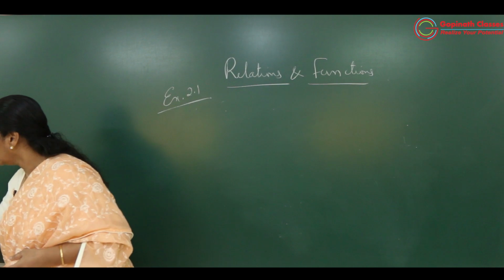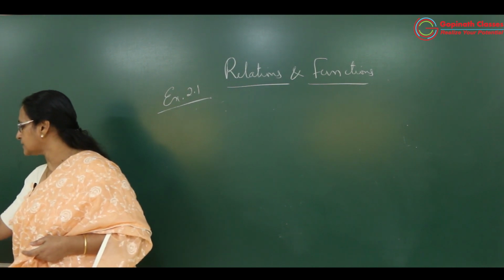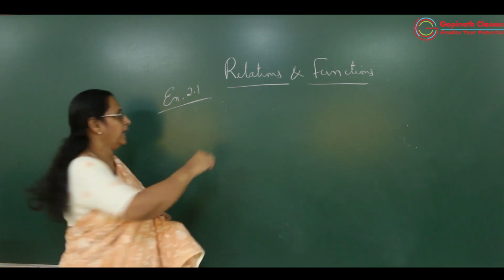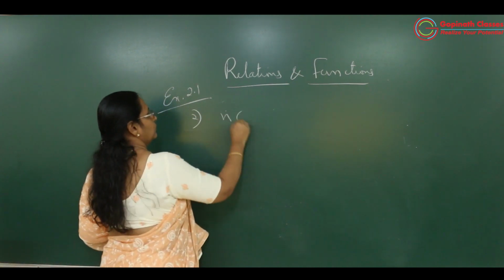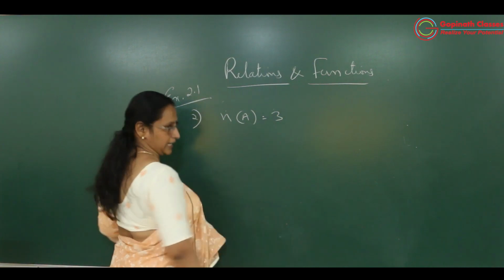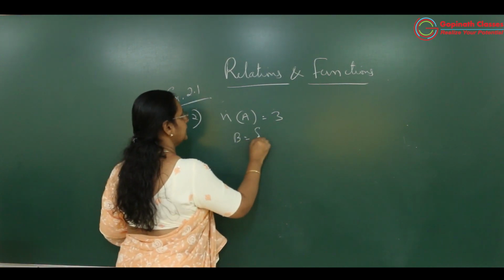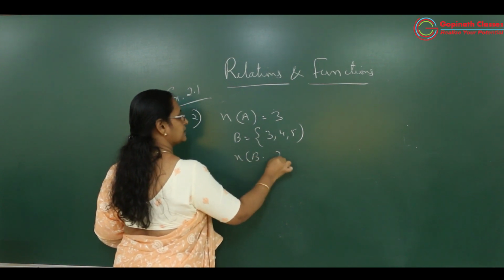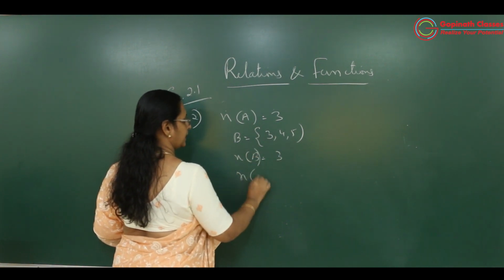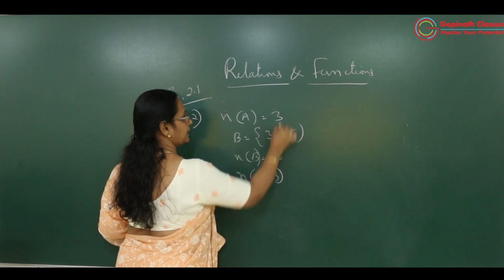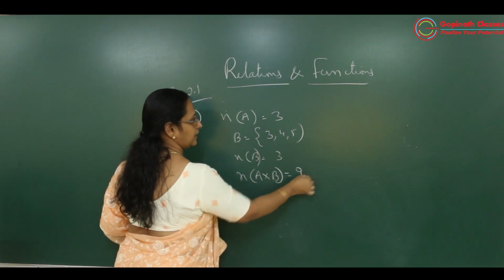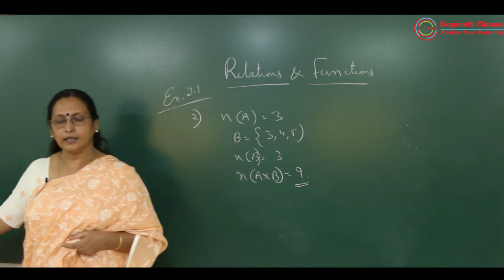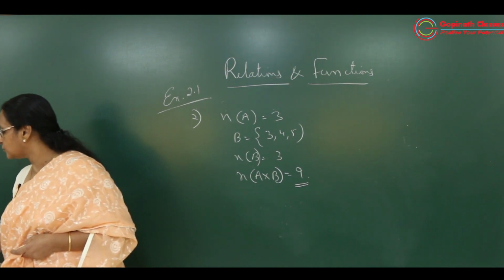Look at the second question. If the set A has 3 elements and the set B is {3, 4, 5}, then n(A) is equal to 3, number of elements of A is 3, and B is given as 3, 4, 5. So, you know number of elements of B is 3. So, how many elements will be there in A cross B? Very simple, 3 into 3. How many will be there? 9. They are asking that question. Find the number of elements in A cross B. Answer is 9. Come to the third question.